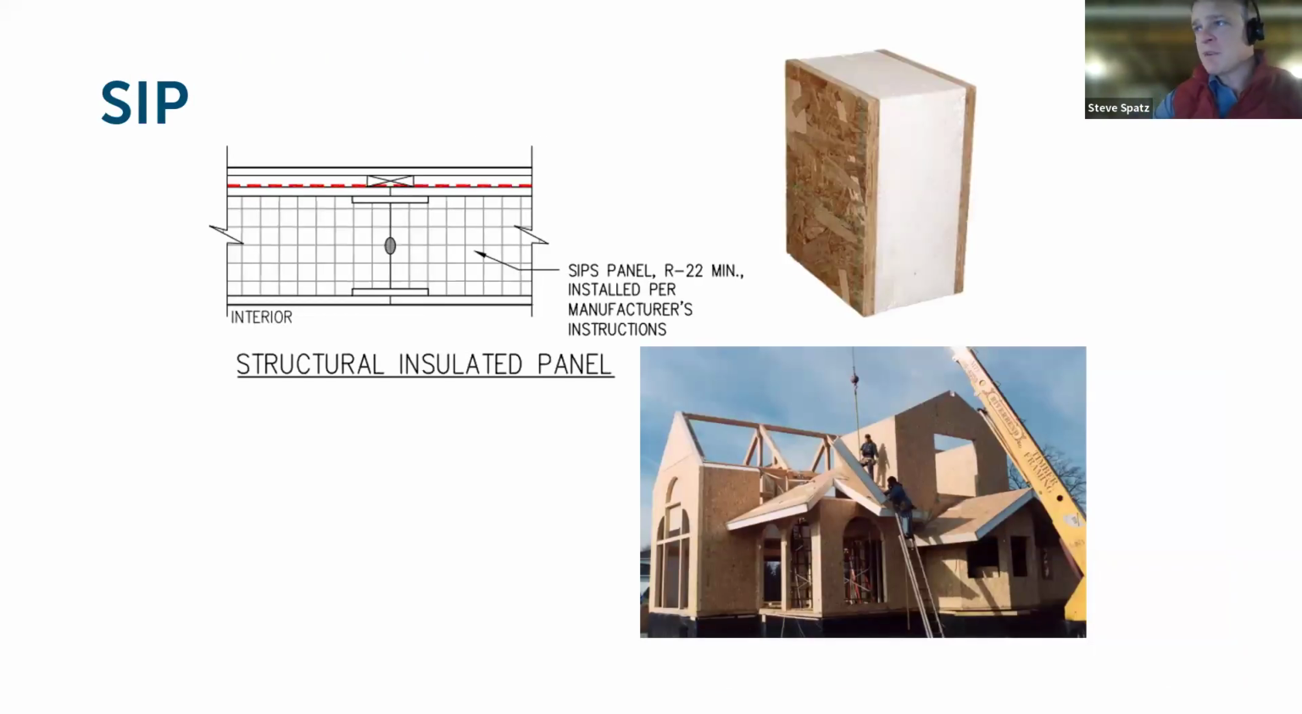SIPs, structural insulated panels, have a thickness of typically EPS foam that's laminated to 2 layers of OSB on the inside and the outside, and the thickness of the panel defines the R value. Again, these are assemblies that are going to be pretty airtight if they're put together right, with limited drying potential to the outside.